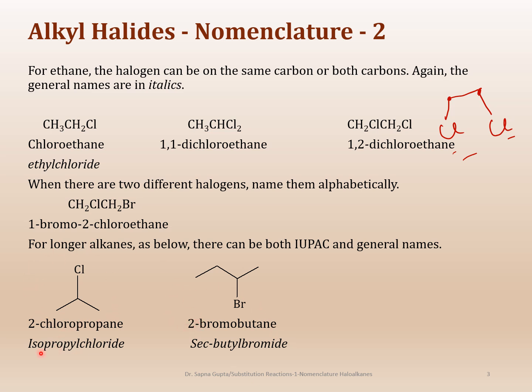This first one, isopropyl chloride, is the general name, because this is the isopropyl group. Remember, in the isopropyl group, the connection is on the second carbon. And then here, this is sec-butyl bromide, because again, it's a connection on the second carbon. So remember, this is a propyl group, so this is where the connection is, and for the sec-butyl, this is where the connection is. What is connected to it depends on what group it is, whether it's chlorine or alcohol or whatever it is.